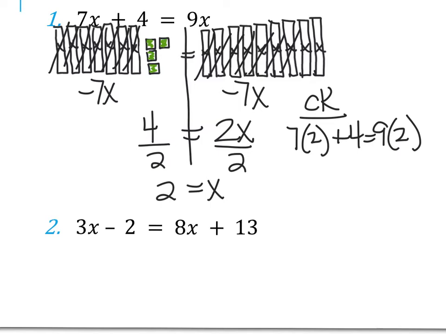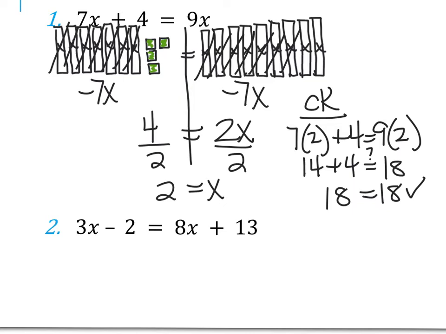So I'm going to go 7 times 2 is 14, plus 4, and that gives us 18. I'm done with that side. Now I'm going to see if it equals the other side. 9 times 2 is 18. So yes, that does check. When you are doing that checking process, remember you are following that order of operations.